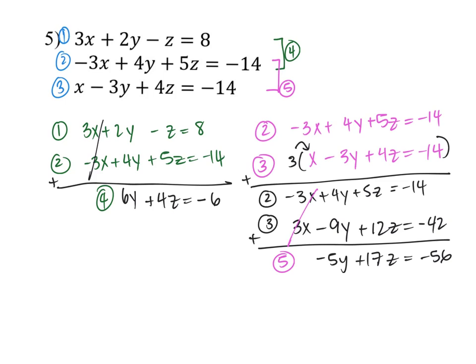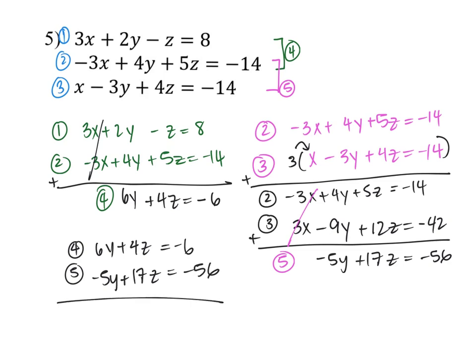So we're going to go ahead and set that up here. I'm just going to use black. So we have negative 5y plus 17z equals negative 56. When I add these two equations together, I have to figure out what variable I want to cancel. I don't think in this case there's one that's more favorable, because I'm going to have to multiply a number into the first equation and the second equation, because 6 and 5 can't beat each other. Neither can 4 and 17.